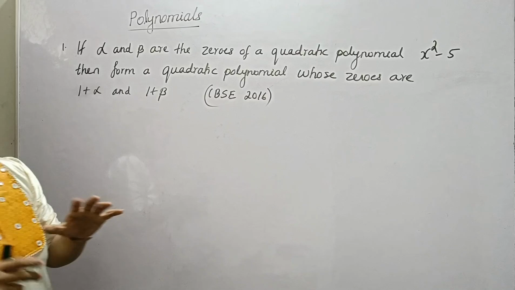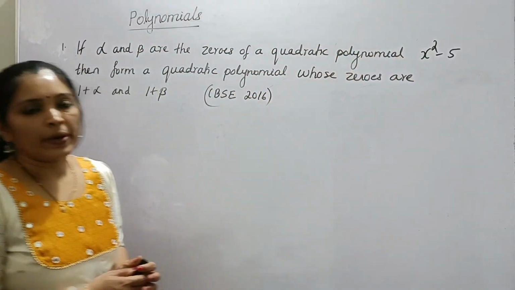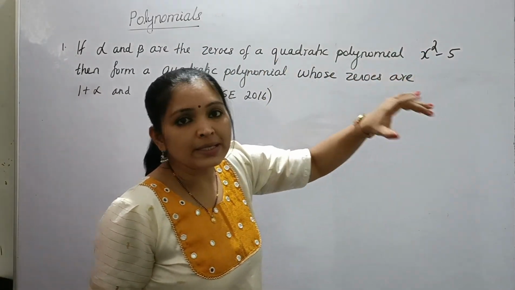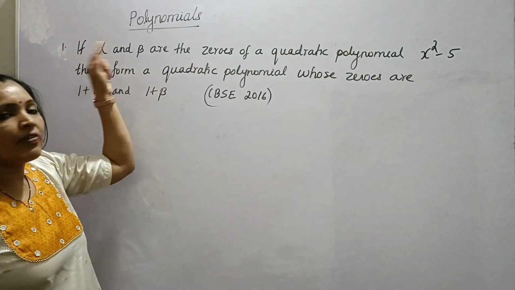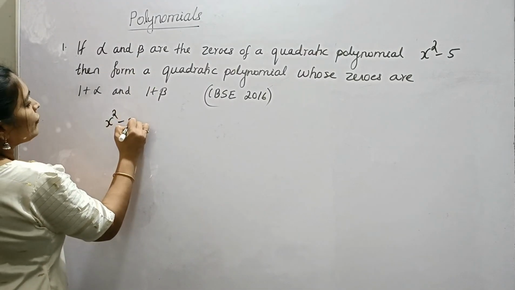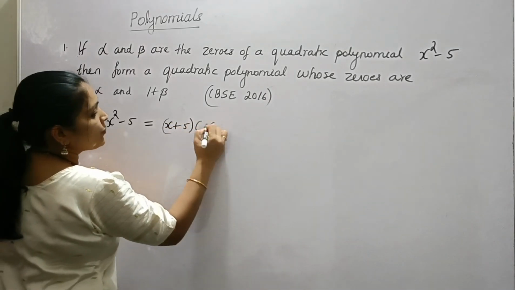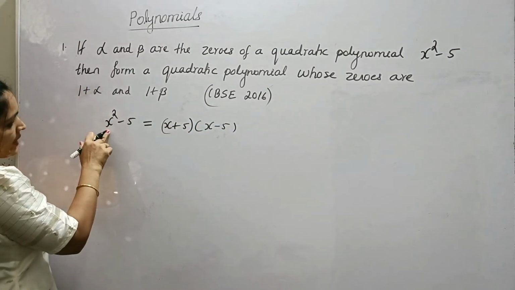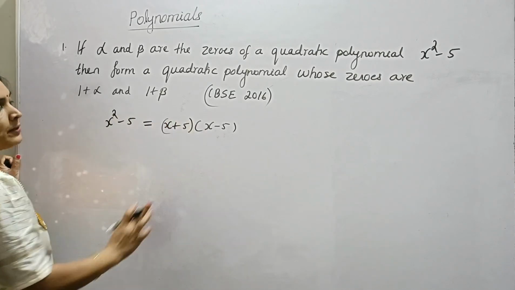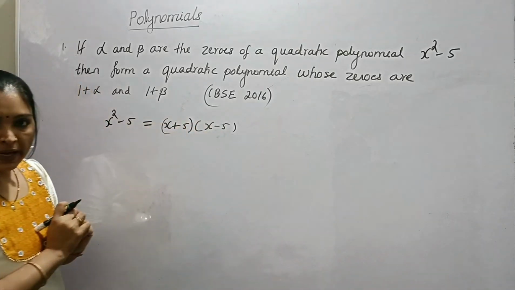Okay, here it is given that alpha and beta are the zeros of the polynomial x square minus 5. Now here we can find the zeros of this polynomial, means we can find the values of alpha and beta, right? That is x square minus 5. This can be written as x plus 5 into x minus 5, right? Because it is of the form a square minus b square, that is a plus b into a minus b. So here two factors, x plus 5 and x minus 5.